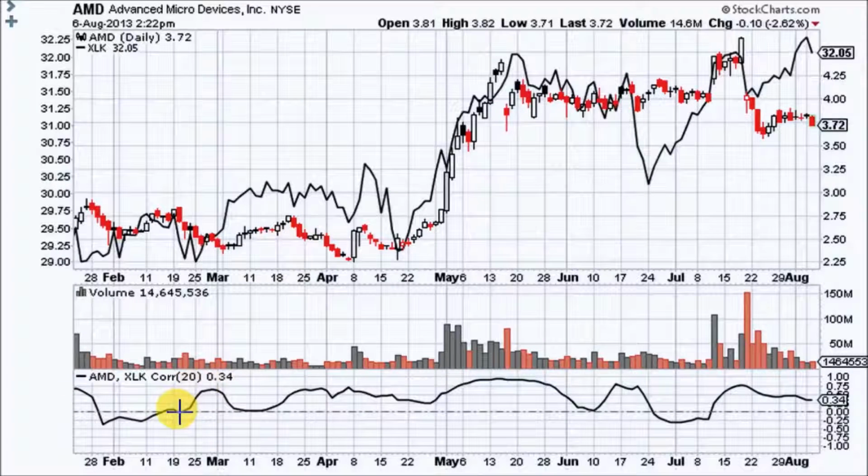Okay, so AMD has a fairly high correlation to the XLK. A very strong correlation right here, and a very weak one right here and there. See how XLK goes way down and AMD runs flat. So there's not much correlation right here. Right here, XLK goes up, AMD runs flat. Not a whole lot of strong correlation there either.